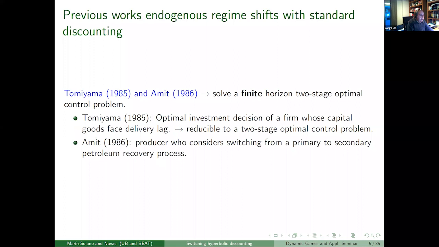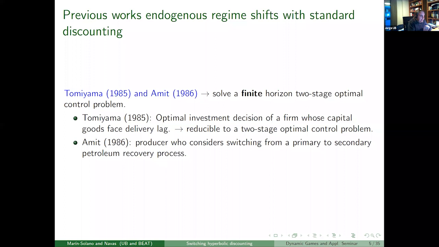initially with the standard discounting, we find previous works that analyze the problem of regime switching, such as the works by Tomiyama and Amit. They both solve a finite horizon two-stage optimal control problem. In particular, Tomiyama analyzed the case of the optimal investment decision of a firm whose capital goods face some delivery lag. This problem with the lag can be rewritten as a two-stage optimal control problem. Later, Amir analyzed the case of a producer who considers switching from a primary to a secondary petroleum recovery process.